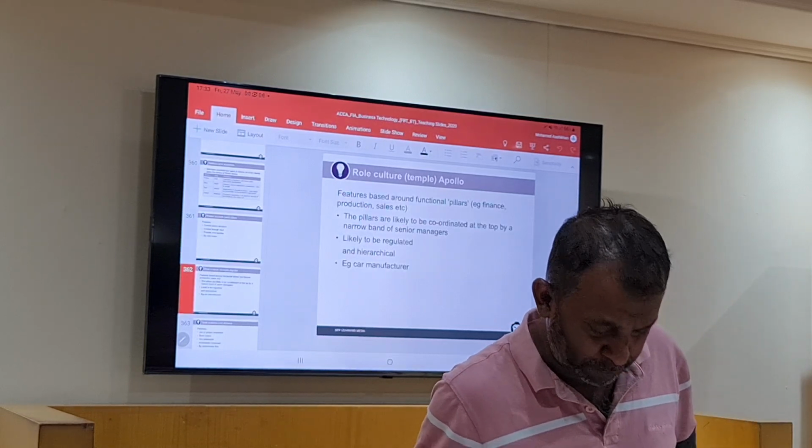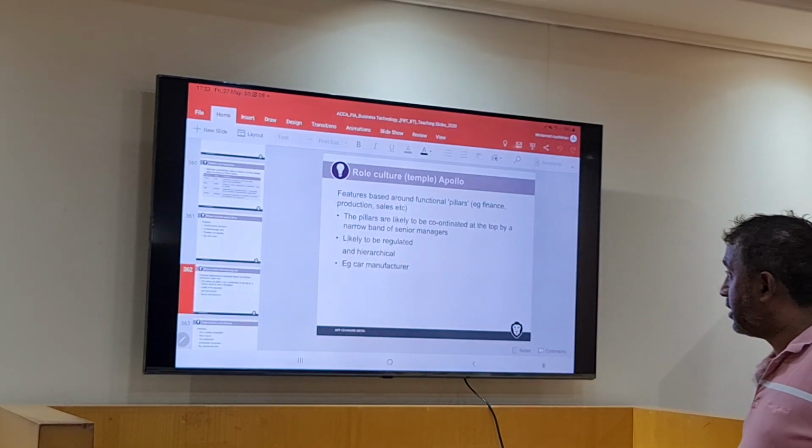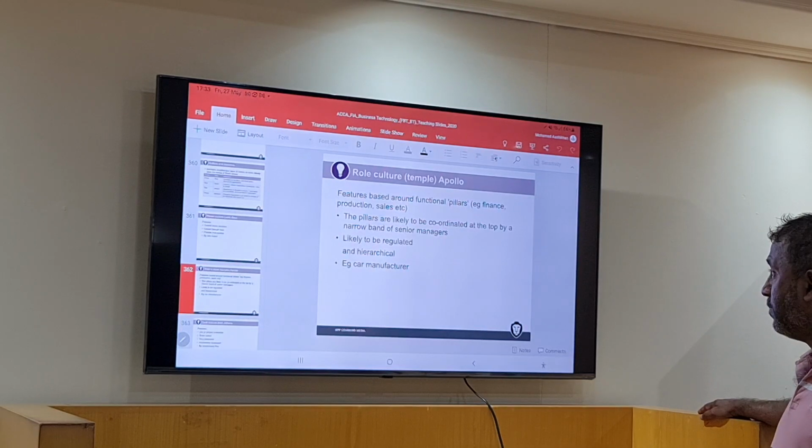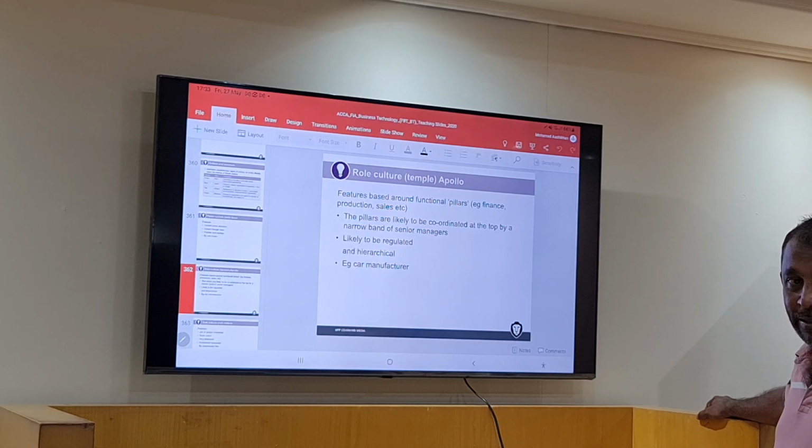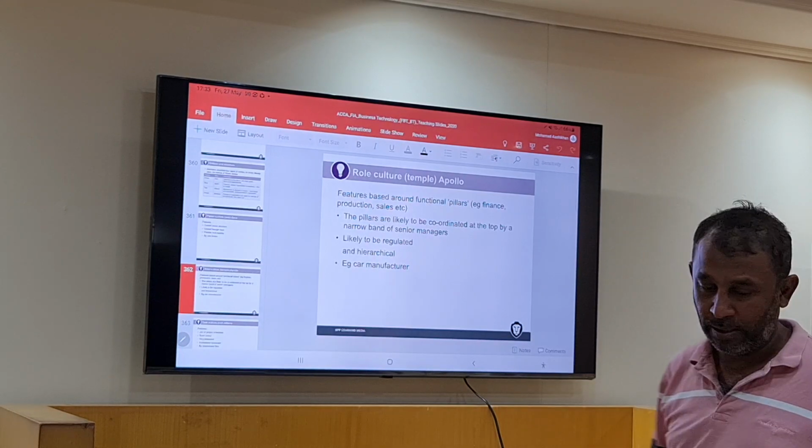Role culture, temple, Apollo. Features based around functional pillars, for example finance, production, sales. The pillars are likely to be coordinated at the top by a narrow band of senior managers, likely to be regulated and hierarchical. Car manufacturers like Toyota, Nissan, and so on.